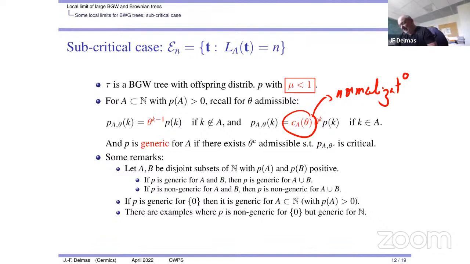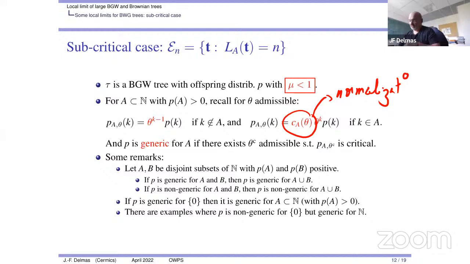So let me make some remarks. If we consider two disjoint subsets of the integers with positive probability, if P is generic for A and B, then it is also generic for the union. If it is non-generic for A and B, it is also non-generic for the union. If P is generic for the set reduced to zero, then it is generic for all the subsets of the integers. However, there are examples where P is non-generic for the subset reduced to zero, but generic for the integers.